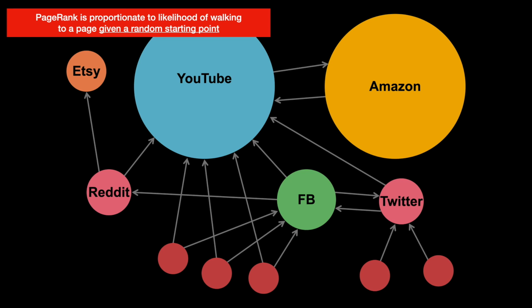So YouTube is a web page with a high PageRank score, meaning that if you showed up on some random page on the internet and clicked around, you would eventually land, or you're much more likely to eventually land on YouTube, as opposed to potentially landing on Etsy or potentially landing on Reddit. You're much more likely to land in these places than you are one of these terminal nodes that has very few pages linking into it.